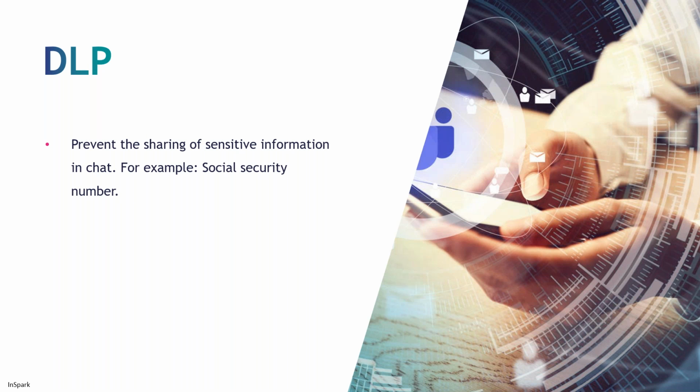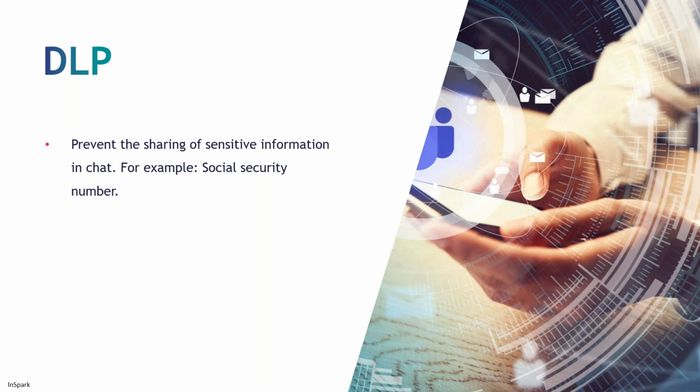So then moving on to DLP, data loss prevention. With data loss prevention, you can prevent the sharing of sensitive information in chat. And sensitive information, that's a broad definition. But for example, that can be a social security number, a credit card number, an IBAN number. But you can also define your own sensitive information.